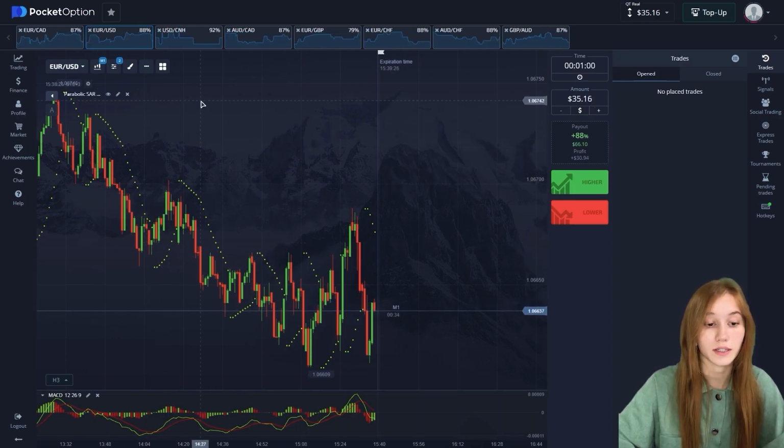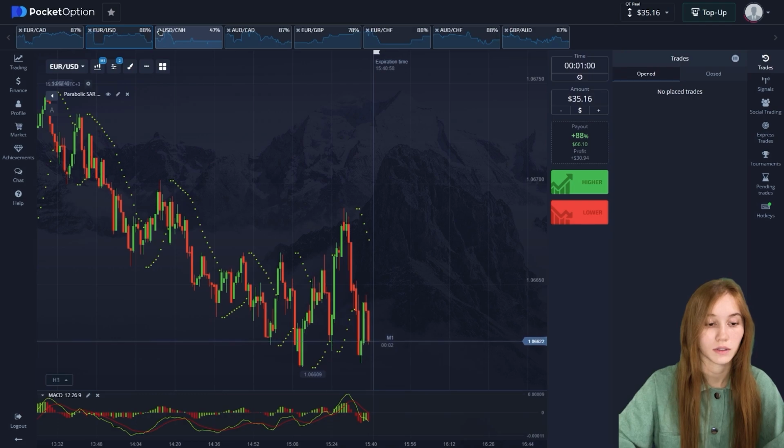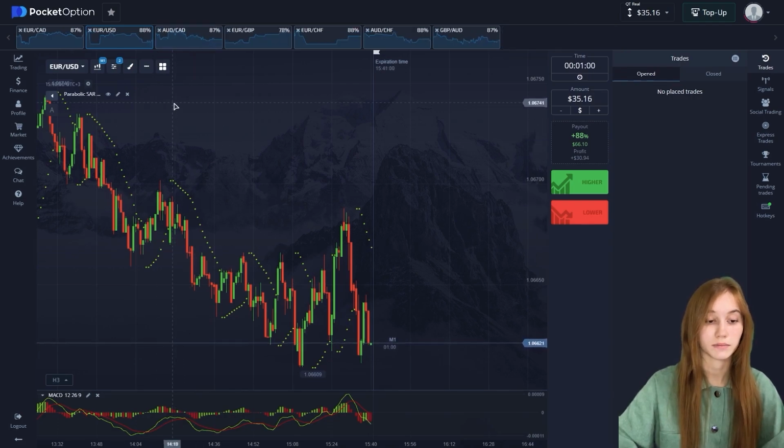Here we are on the next concept. We see the payout percentage not increased, so let's go on where it's bigger.